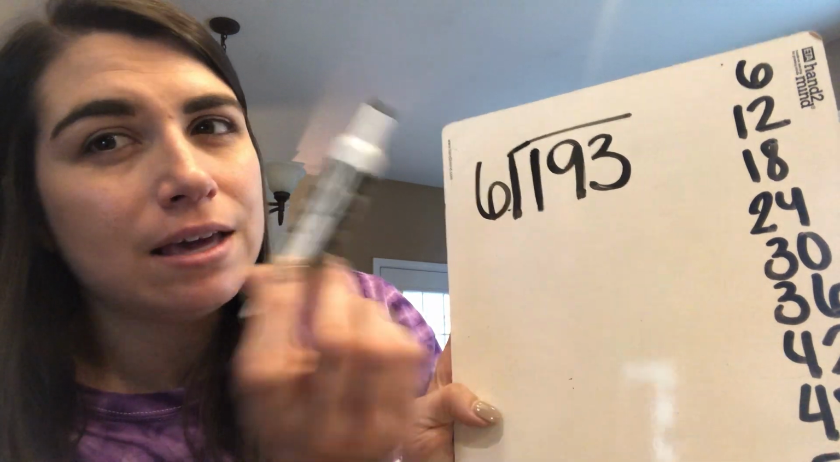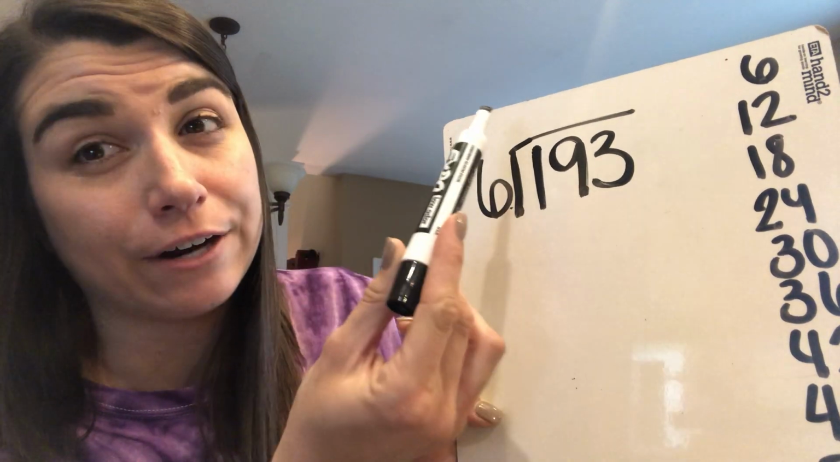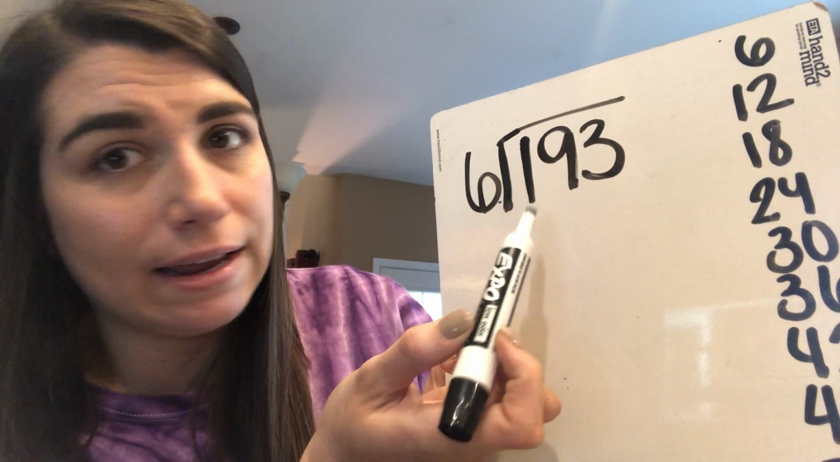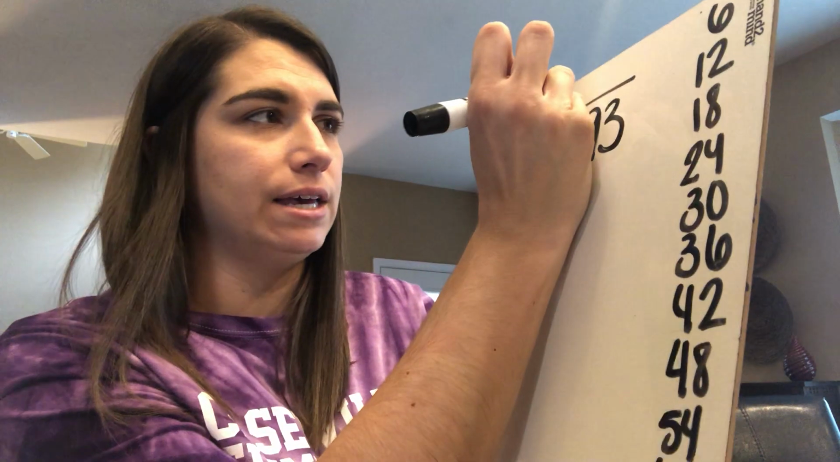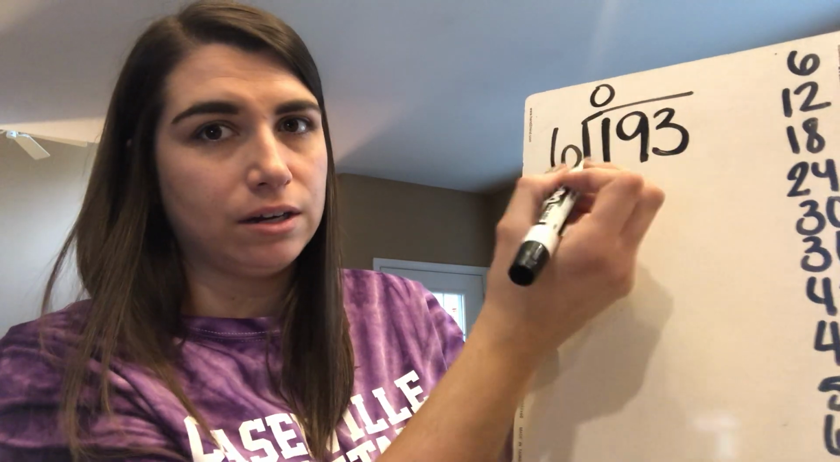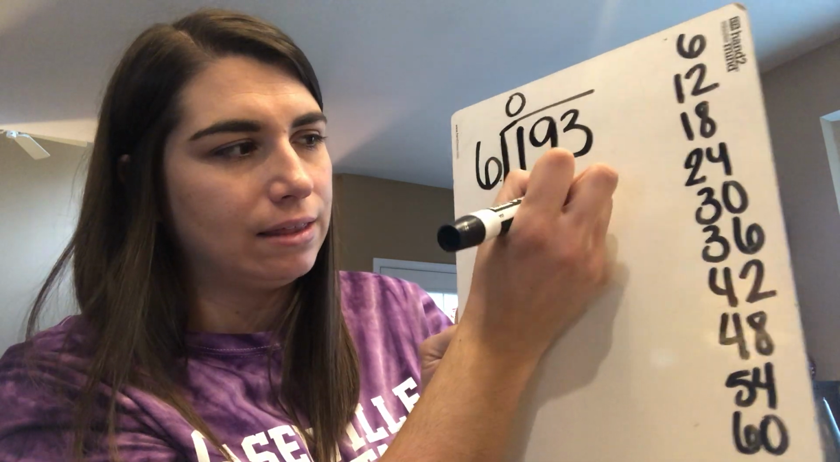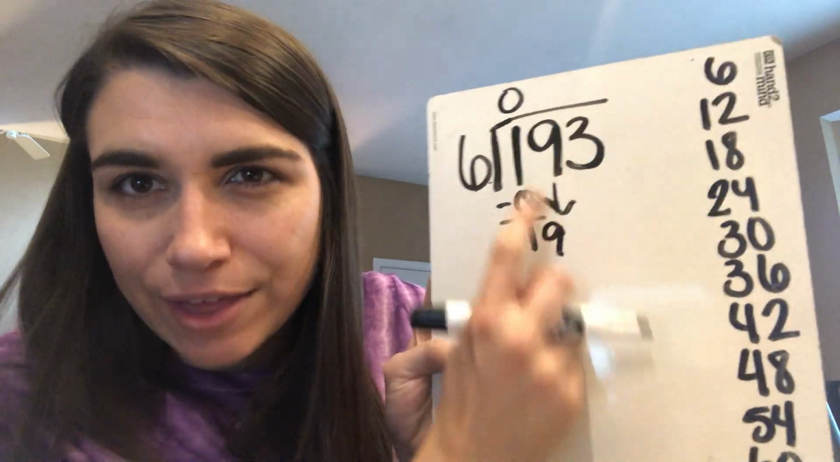So that's the same thing that we did on the last one where it's going to be 0. Now, you can write the 0 on top and then multiply it out and get 0 and subtract. So that would look like this. 6 times 0 is 0. But you're going to end up with the same thing. You're going to end up with that 19. See how that's the same there?